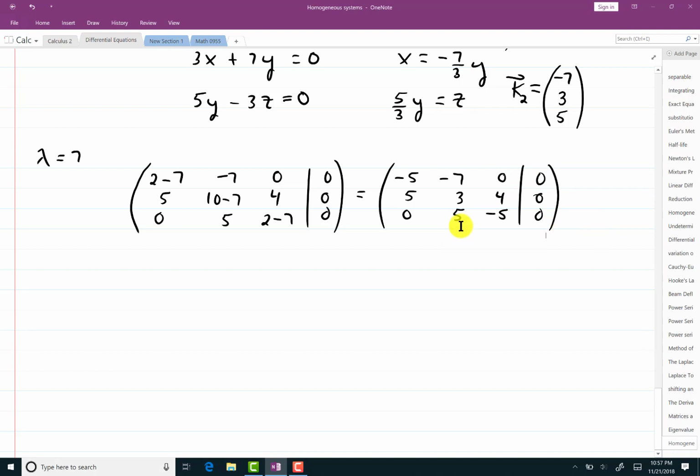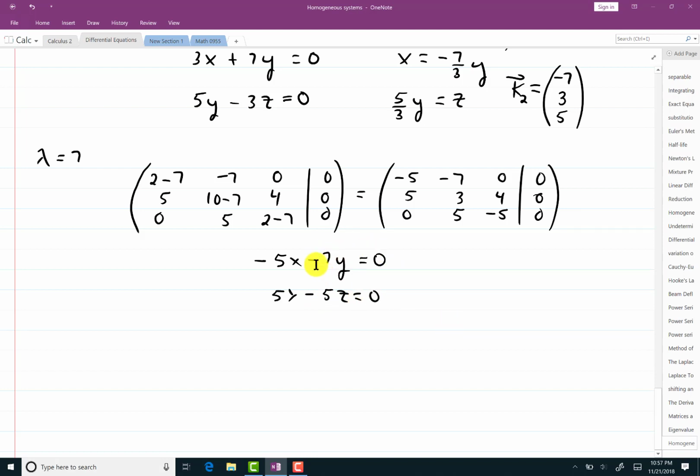Here, I'm in a similar situation as before. You can see what happens here. If I use this first row to wipe out the 5 down here, I'll get -4 and 4, and then I'll be able to wipe out the third row or the second row, whatever I want. The point I'm making is this. I'm going to be left with two equations. -5x minus 7y equals 0. The middle one will get wiped out should I desire to do it, but I don't. I'll move on to the last row. 5y minus 5z equals 0.